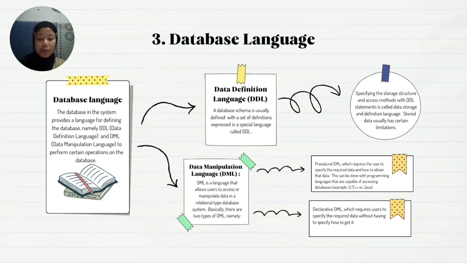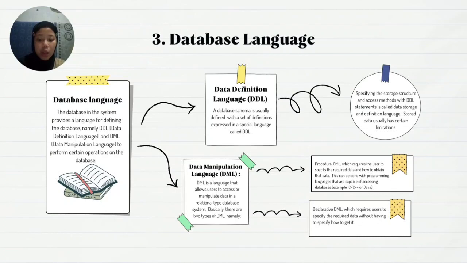The second is DML, or Data Manipulation Language. DML is a language that allows users to access or manipulate data in a relational type database system. Basically, there are two types of DML, namely procedural DML and declarative DML.